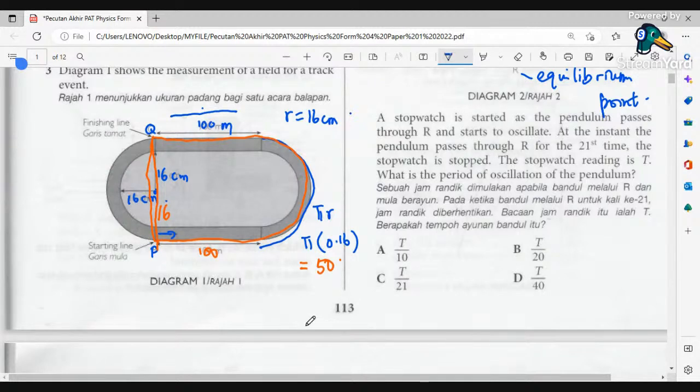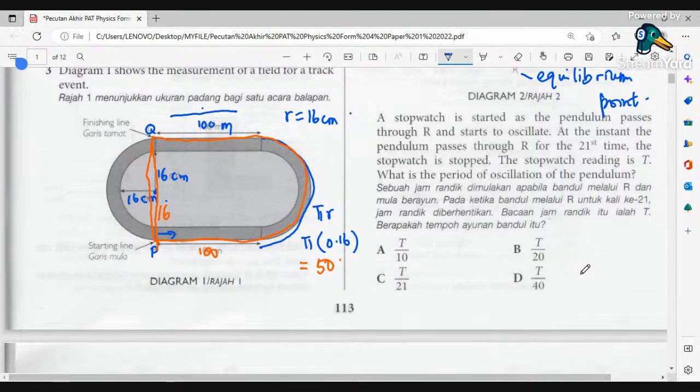Okay, same as the ticker ticks. Okay, the dots. 21 dots means 20 ticks. We don't want to calculate how many times it passed through the point R, but we want to find the number of oscillation. So 21st time means it's already 20 oscillation.